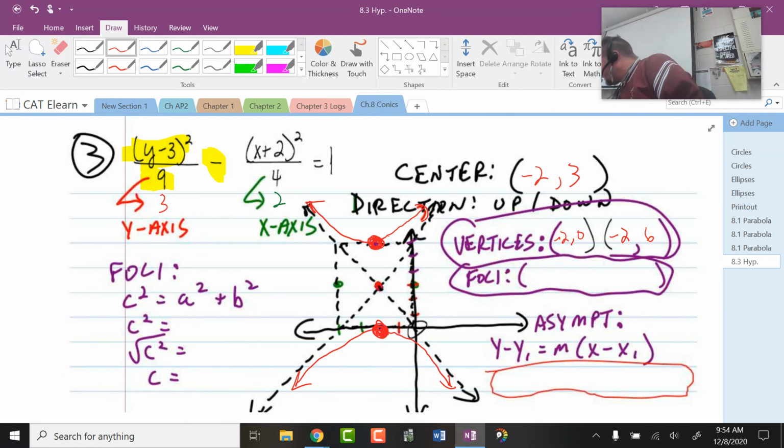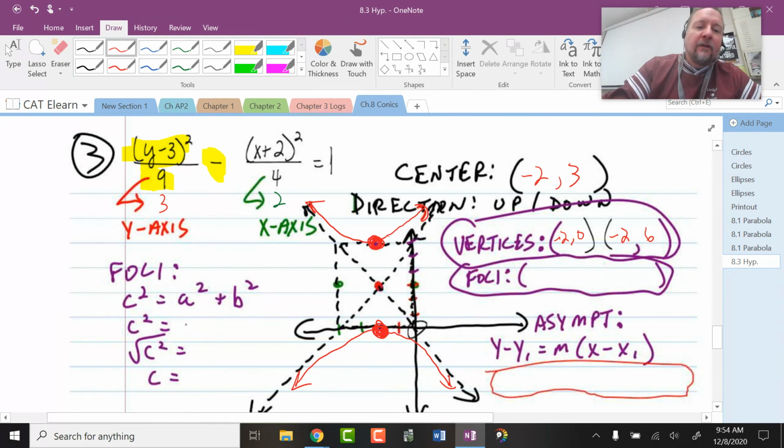Student number 17. That feels new. Ryan Oster. Nice. How do I find the foci? Now we're rolling. C squared equals A squared plus B squared. What numbers go in there?